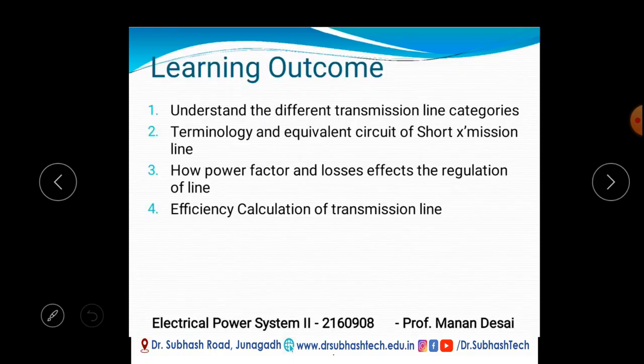From this topic, students can gain knowledge about different transmission line categories, its terminology and equivalent circuit of transmission line, how power factor and losses affect the regulation of line, and we also discuss regulation and efficiency calculation of short transmission lines.